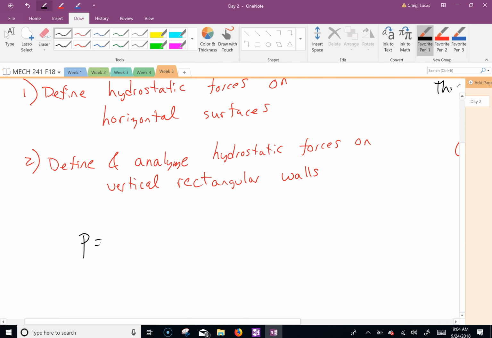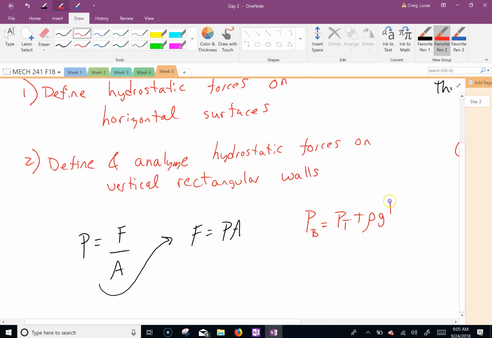Give me one form of the pressure equation. Force over area, yep. So if we look at that, pressure times area gives you a force, right? So if you can find the pressure on something, you multiply it by the area, boom, you automatically get what they call the pressure force. Okay, what's the other pressure equation if it's a function of depth?